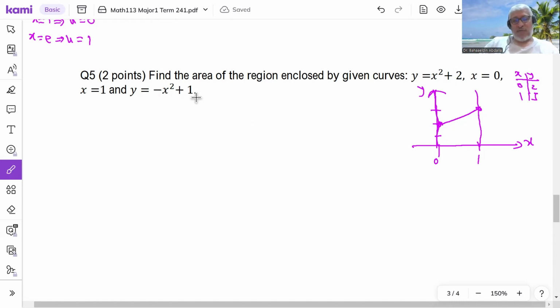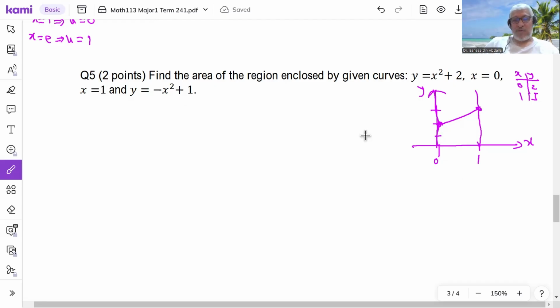And y equals negative x squared plus 1. I know the graph of y equals x squared. It's this parabola. Negative x squared will make it open downwards like this. And plus 1 will take it 1 unit up.